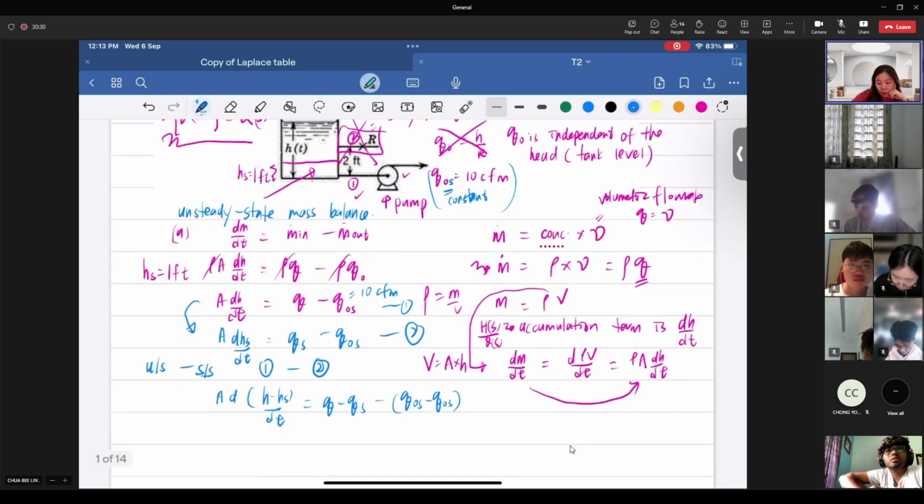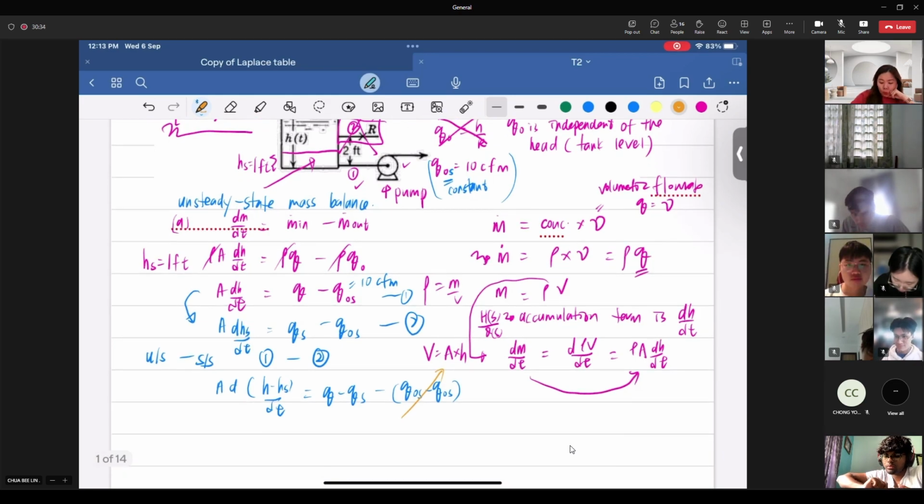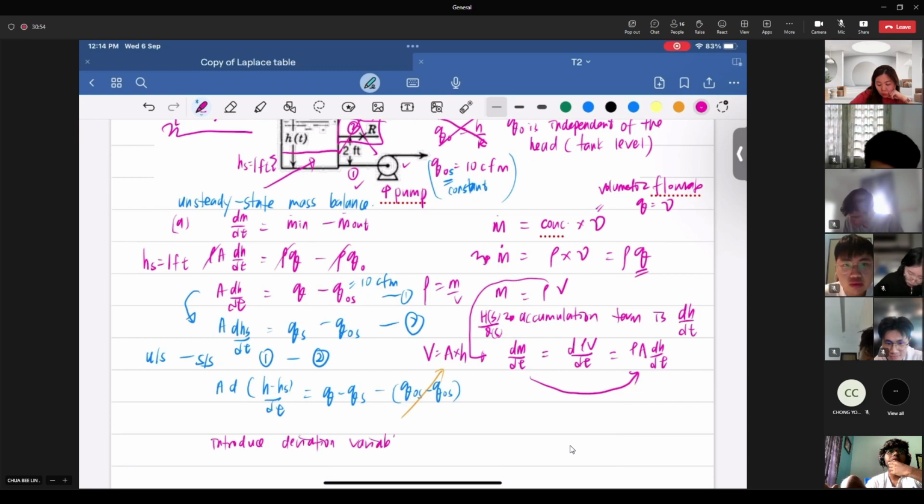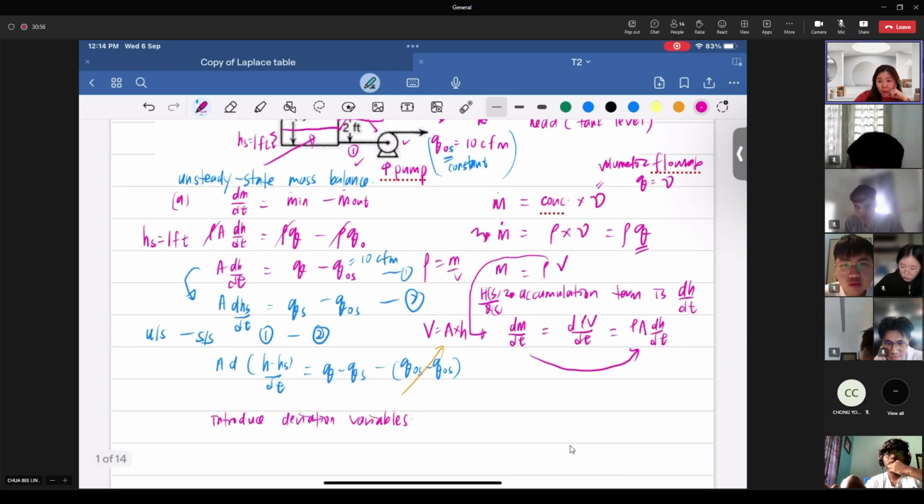So from here, this one is gone. Bye-bye. Now you introduce deviation variables. Either you prefer to use a capital letter or you prefer to use the prime. So if, let's say, the letter is originally in small letter, yeah.